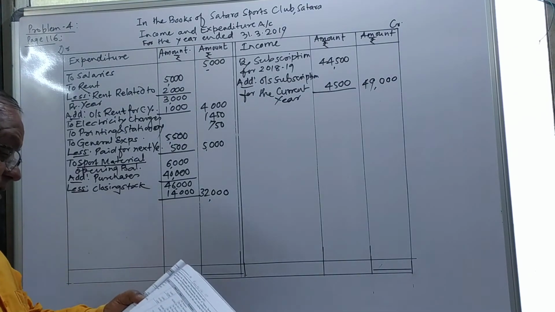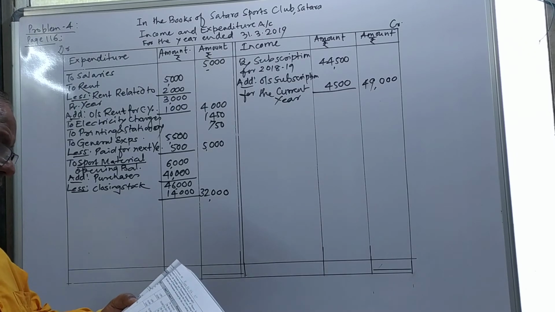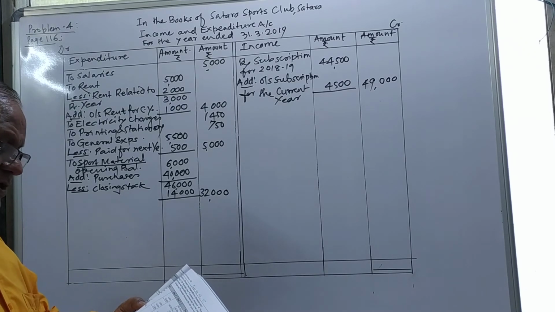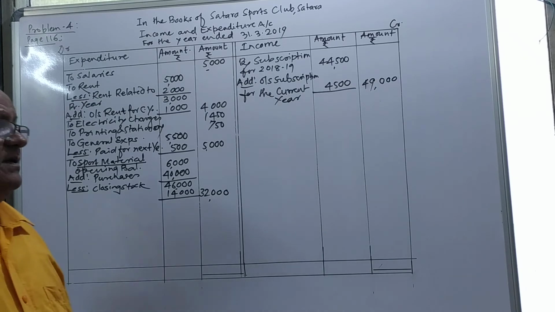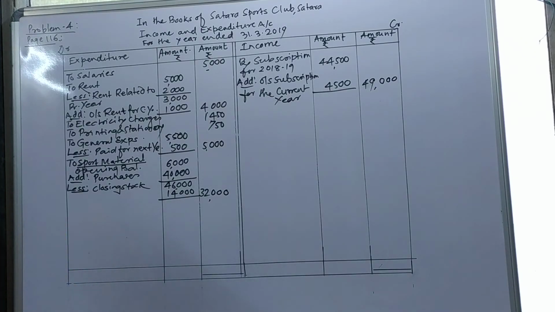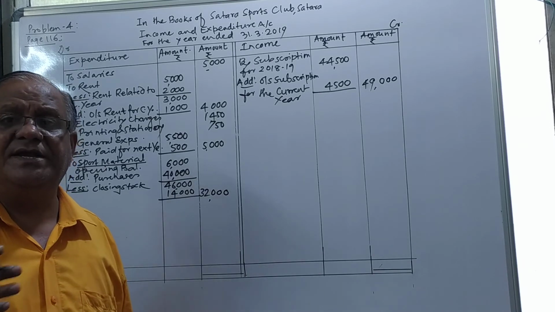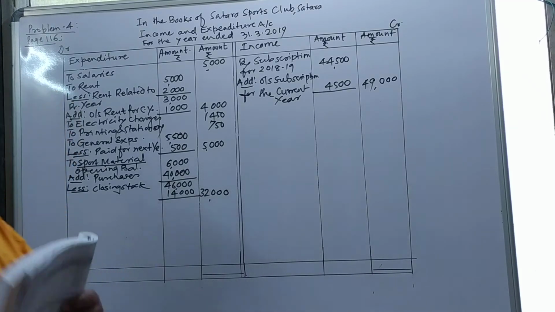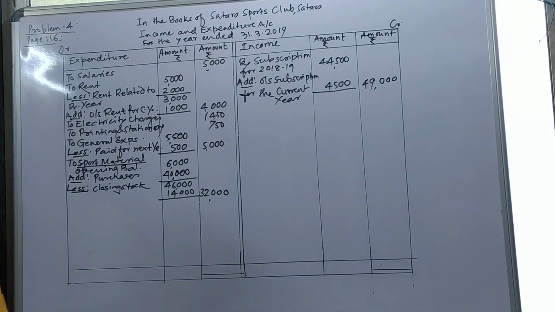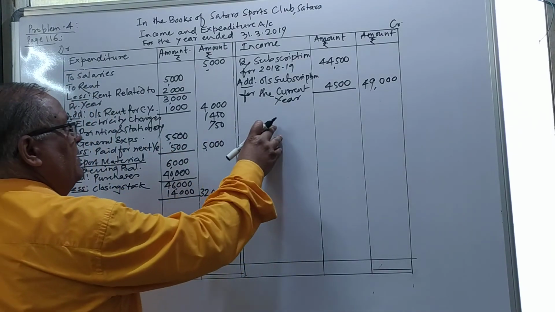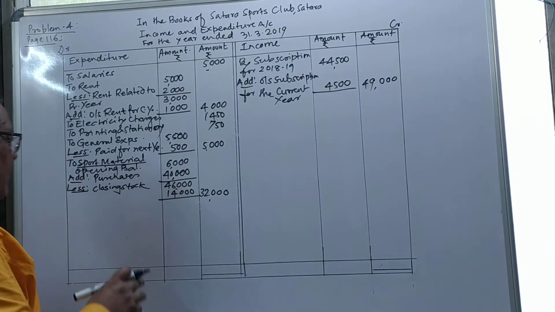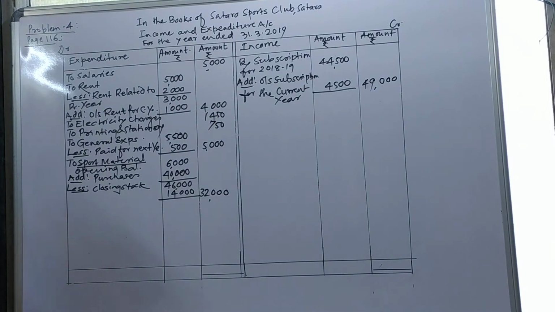Now entrance fees. Regarding entrance fees, they are given to you. Entrance fees are to be treated as revenue income. What is revenue income? The income which is received again and again is called revenue. Revenue means recurring again and again. So it can be treated as revenue in nature because all the revenue incomes can be recorded on the income side and all the revenue expenses can be recorded on the expenditure side.